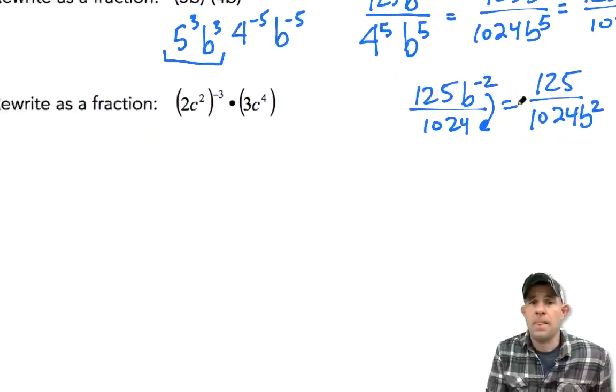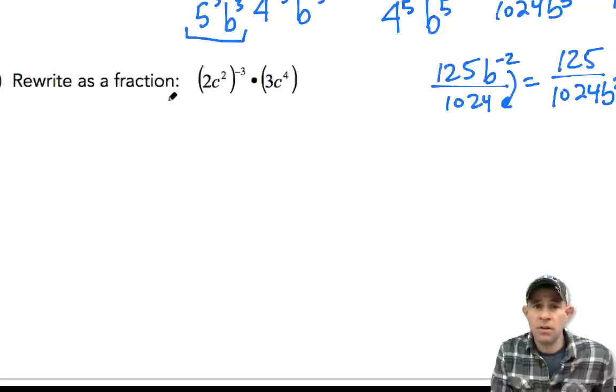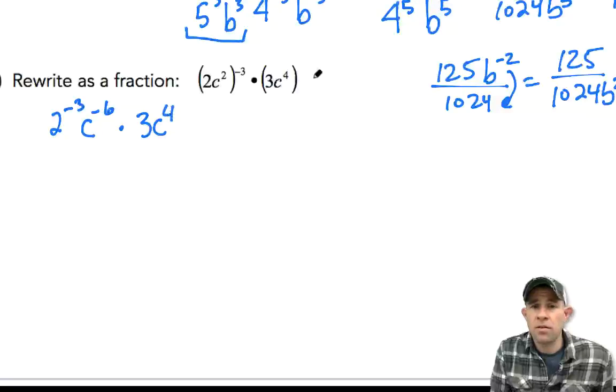All right, let's rewrite this next one here as a fraction as well. So again, we're going to apply our power of a product to this first term here. We have negative 3 to that 2, so I'm going to rewrite that as 2 to the negative 3. And then c, and this is a power of powers, so I'm going to multiply those to the negative 6. All right, now our next product here, we just have 3c to the fourth. There's no power outside that parentheses. Okay, so let's start to simplify this. This becomes 1 over 2 cubed, and then c to the positive 6 times 3c to the fourth.